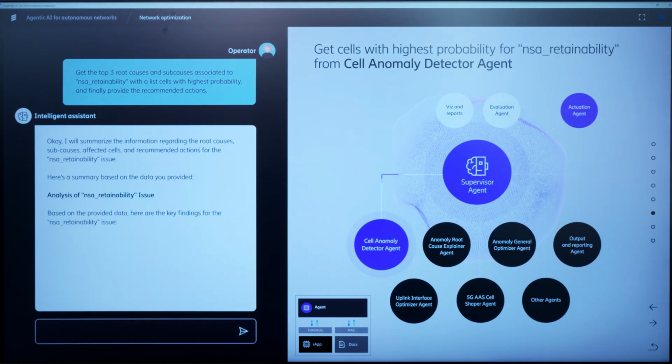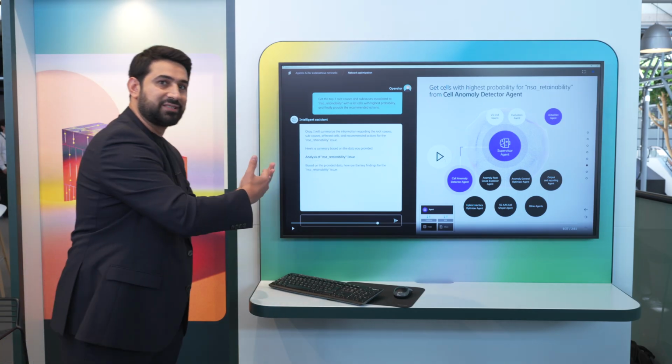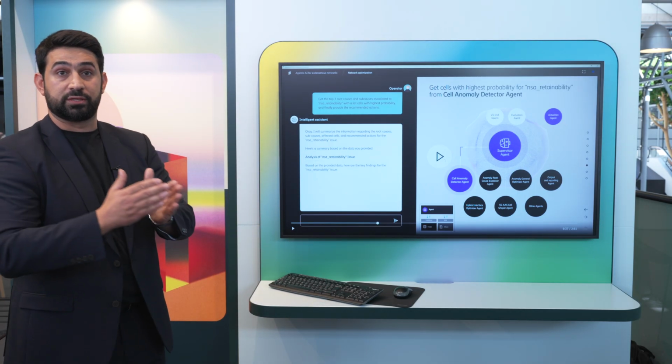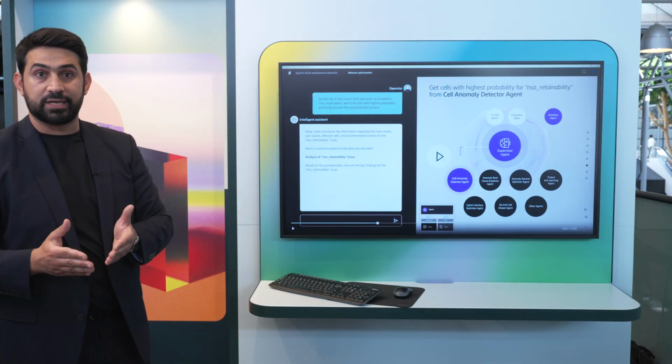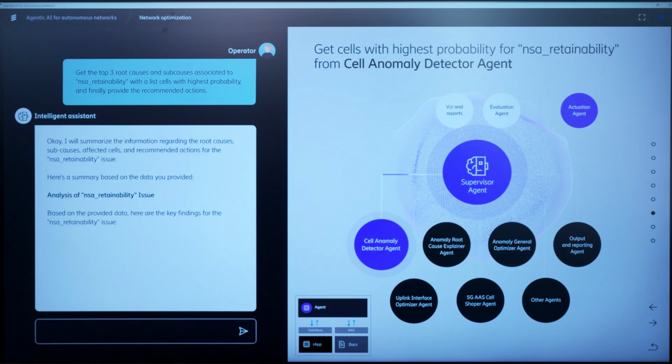We can get a more complicated problem that we have to solve, a more complicated optimization problem. For example, now that we understand that the main problem is NSA retainability, I want the system to automatically tell what are the top 3 issues that are causing that, which are the affected cells, and ultimately, because we are closing the loop, we want to make sure that we get the recommended actions.